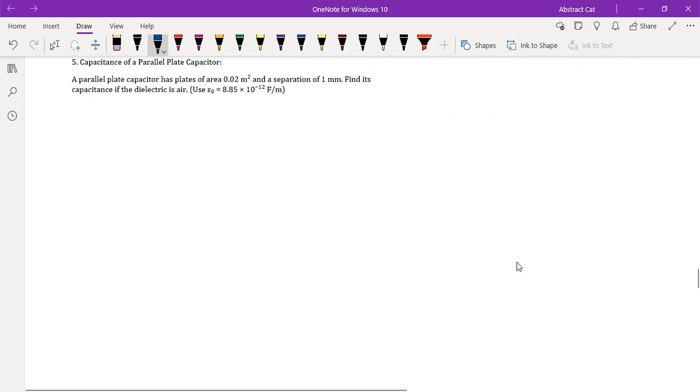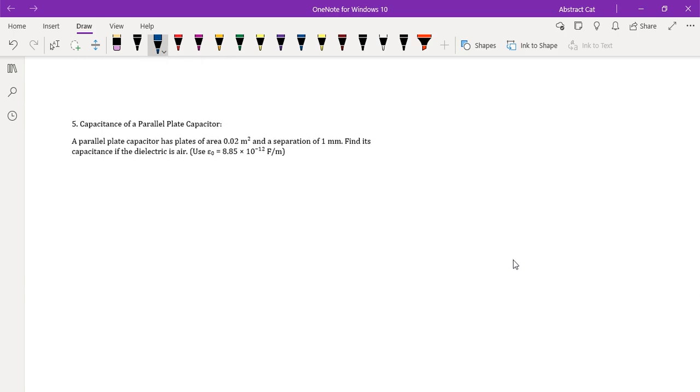Question number 5. Capacitance of a parallel plate capacitor. A parallel plate capacitor has a plate area of 0.02 meter square and a separation of 1 millimeter. Find the capacitance if the dielectric is air. So that's a direct question. C equal to epsilon naught A over d.